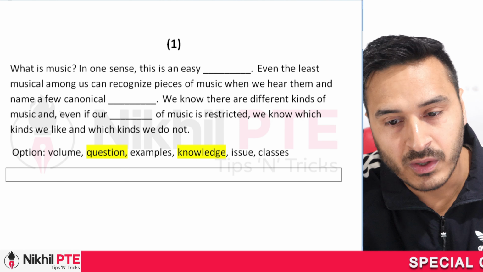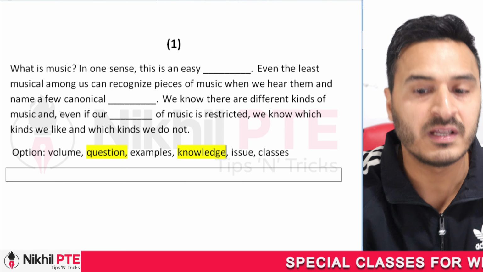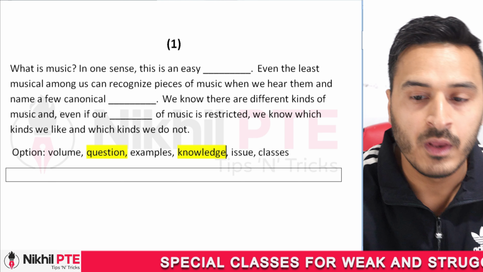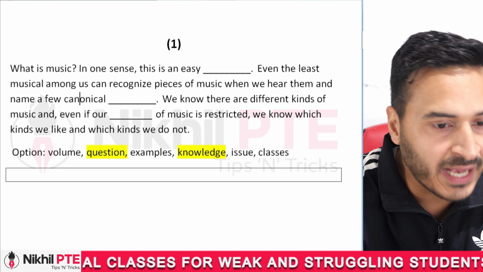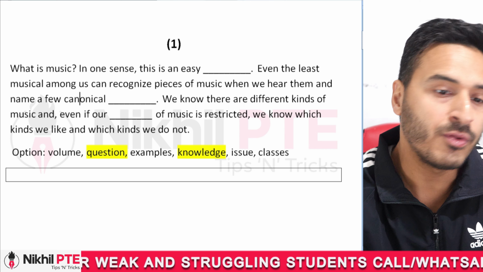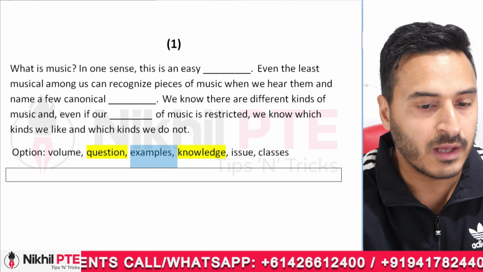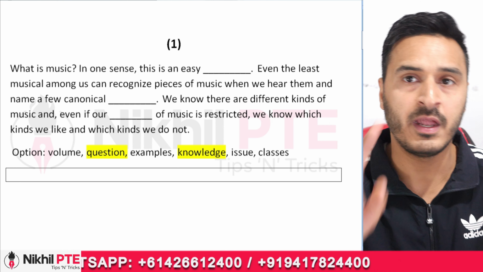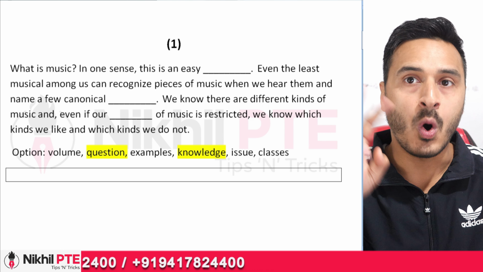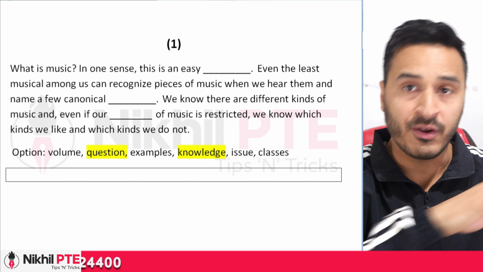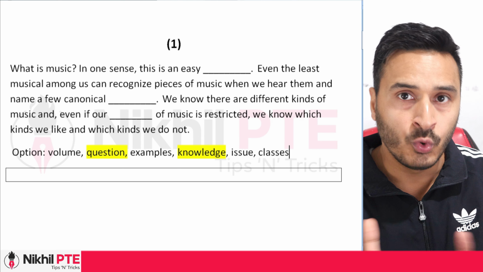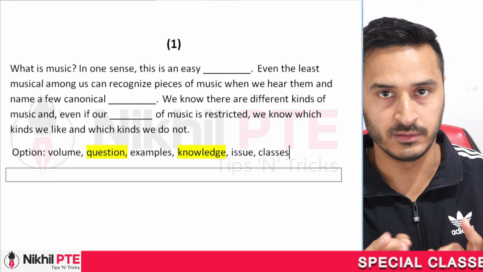Even our knowledge, because this makes sense in the context of one's understanding of different kinds of music. And in the second, see, I told you, if you don't know the right answer, just go further. Now we are left with only volume, examples, issue, and classes. There are two things: use your brain, or you can put in all the options and read the line. If it is good to listen, then it is the right answer, obviously.